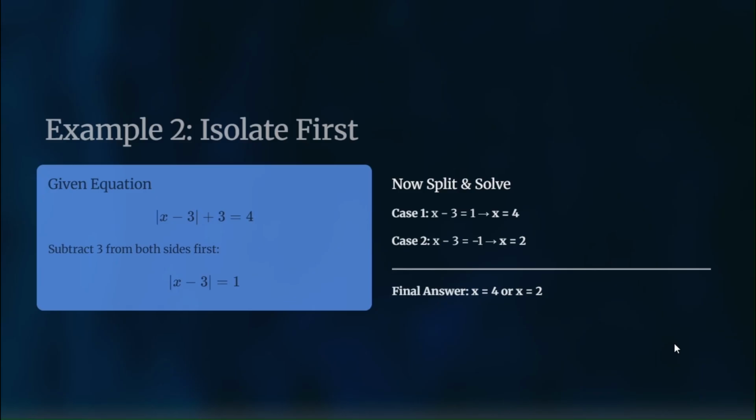Case number 1, let x minus 3 equals 1. If you add 3 on both sides, x will be equal to 4. And case number 2, let x minus 3 be equal to -1. And if you add 3 on both sides, x will be equal to 2. So our two solutions will therefore be x equals 4 or x equals 2. Always isolate the absolute value expression on one side before applying the golden rule. Splitting too early is one of the most common mistakes.